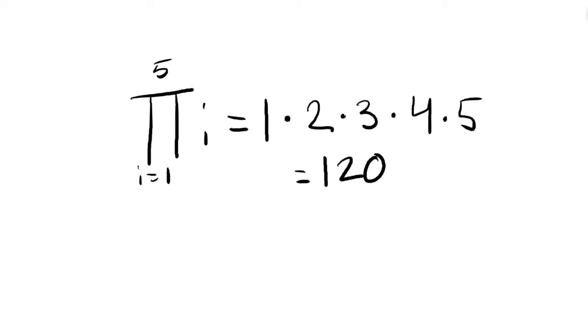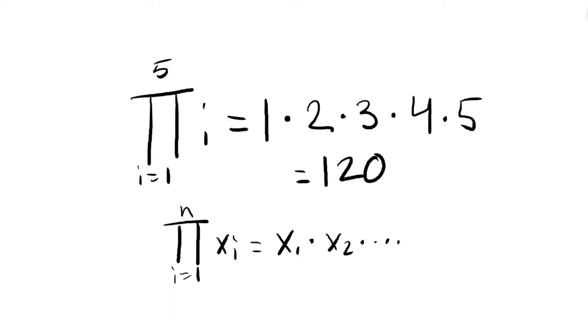So it's very similar to the sum of, but instead of taking plus, we take multiply. And the same is true when we have i equals 1 to n of xi. It's the same thing. We have x1 times x2 times and so on times xn. It's the same concept.